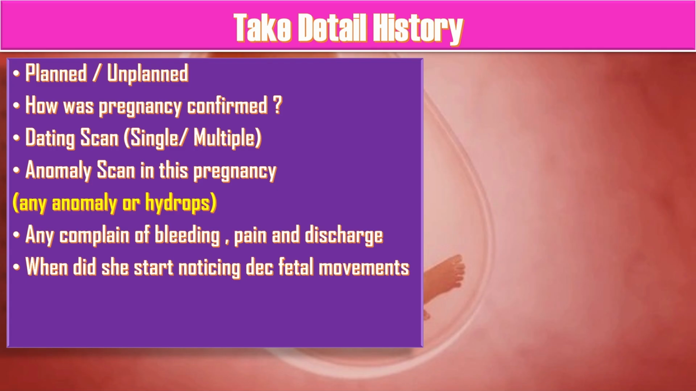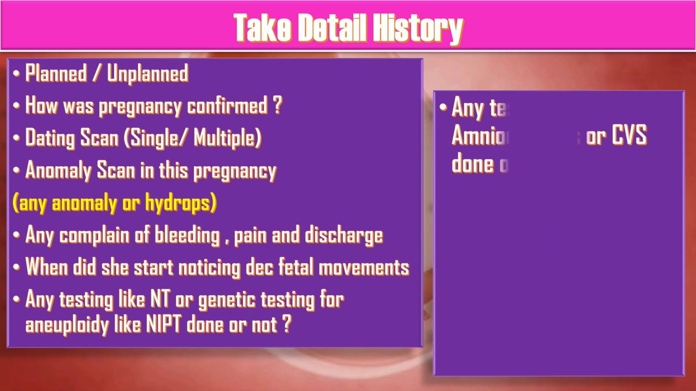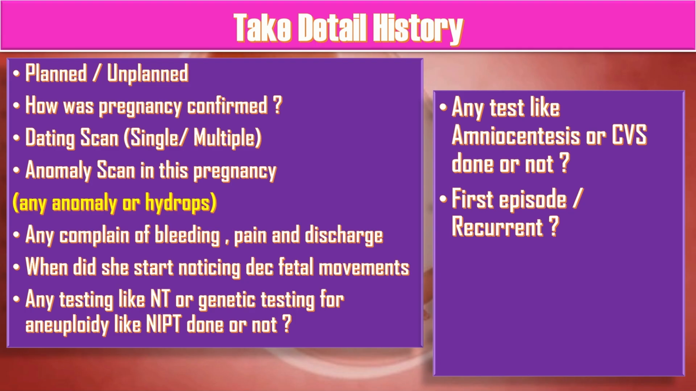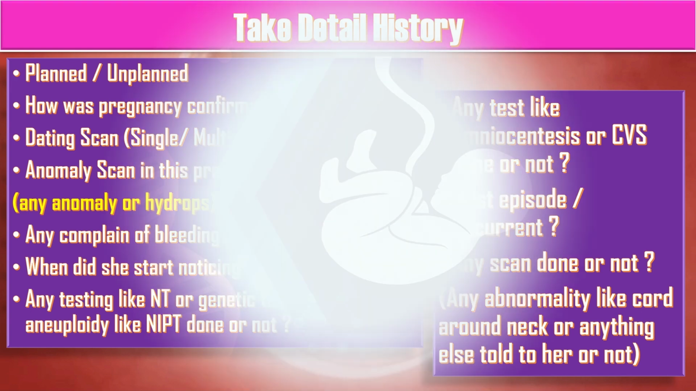did she start noticing decreased fetal movement, any testing like nuchal translucency, genetic testing for aneuploidy like NIPT done or not, any test like amniocentesis or CVS done or not, and is it her first episode or recurrent, any scan done or not, any abnormality like cord around the neck or anything else told to her or not.